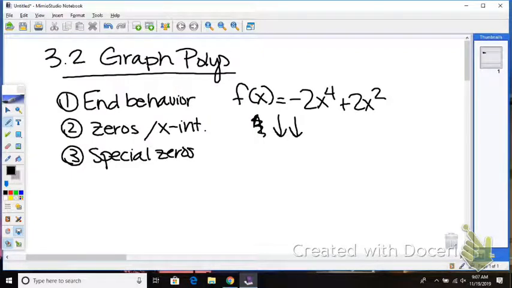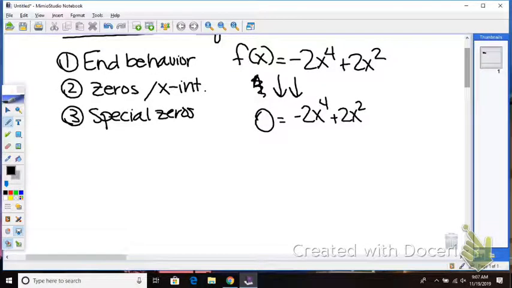The second thing you need to do is find the zeros. So think back to the last chapter. When we have to find zeros of something, what do you make zero? The y. So we're looking for the x-intercept. So the y here is this f of x. So I have 0 equals negative 2x to the fourth plus 2x squared.